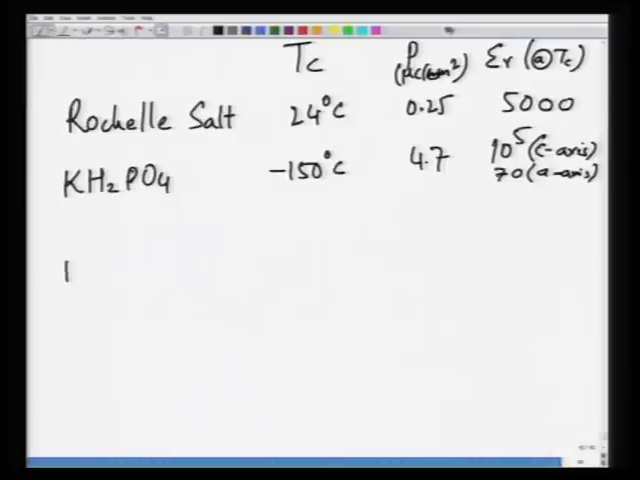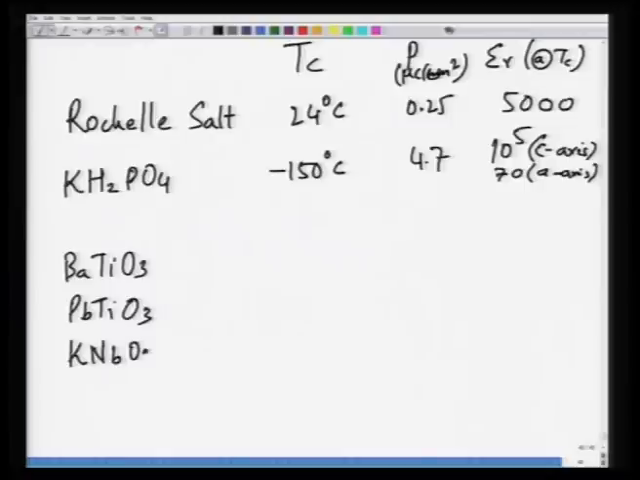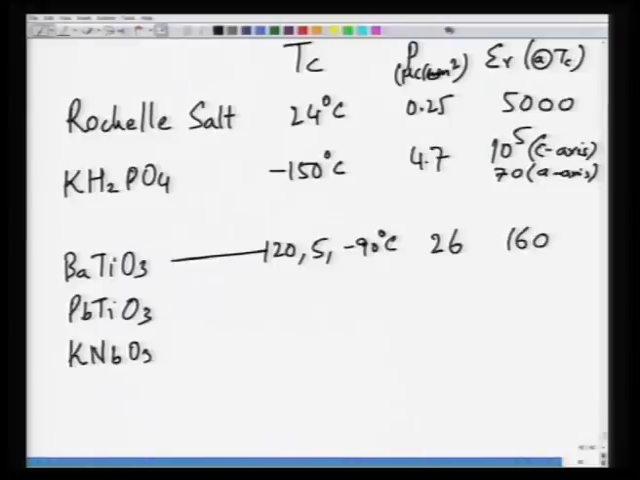If you look at perovskites like barium titanate, lead titanate or potassium niobate, in this case barium titanate undergoes 3 transitions, 120 is the final transition. There are 2 transitions at 5 and minus 90 degree centigrade, but these represent a change in the crystal structure, and the material still remains non-centrosymmetric and ferroelectric. This has a polarization of about 26, and the dielectric constant near the Tc is roughly 160. This depends upon the crystal quality and whether it is in the single crystal or polycrystalline state.